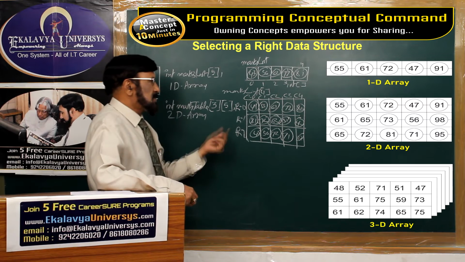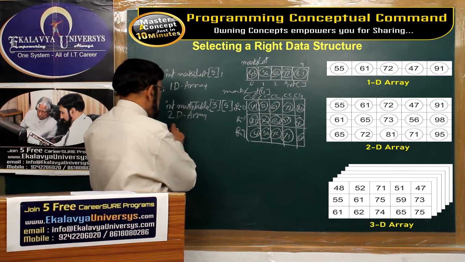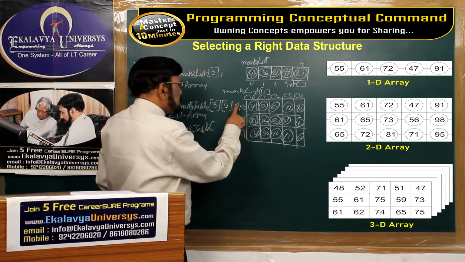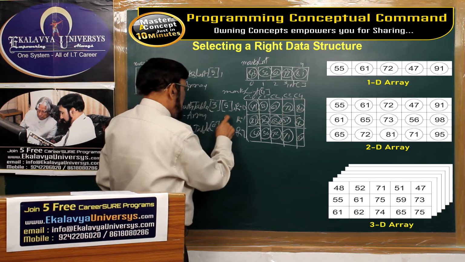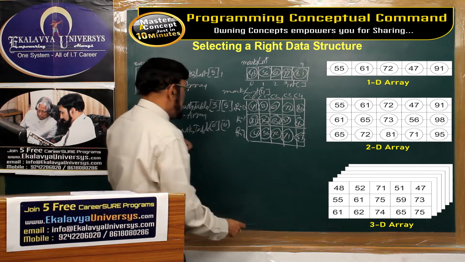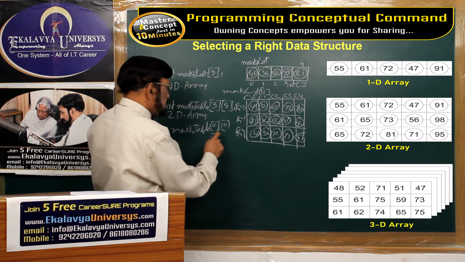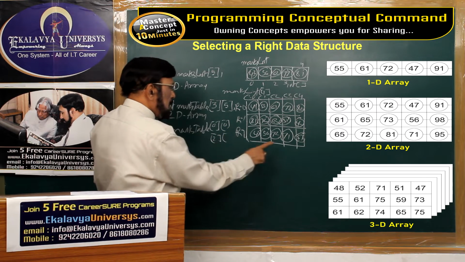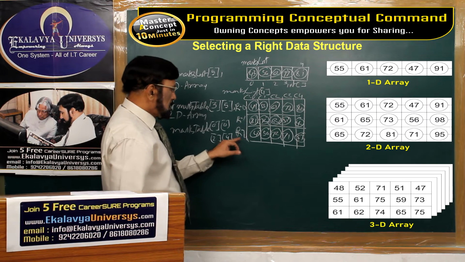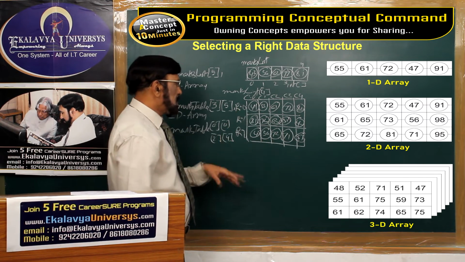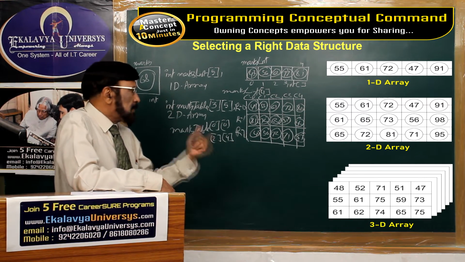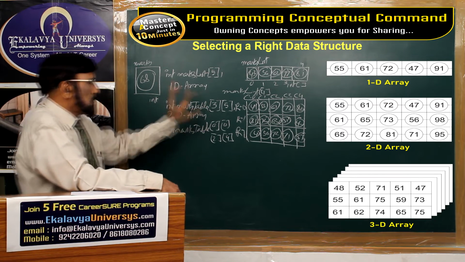Suppose 41 you have to access. Then what do you have to write? marks table[0][0], row 0, column 0. Suppose you want this 37. Just think of marks table, which row? Second row. And which column? 4, not 5. [2][4] means third row, fifth element. In this way, whatever element you want, you can access it, retrieve it and perform operations. This is what a two-dimensional array is.